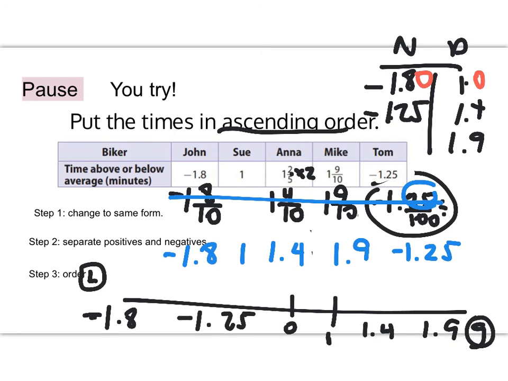Alright, boys and girls, you're going to do some independent practice. If you need some help, be sure to reach out to your teachers. Remember the steps. Change them to the same form, decimal, fraction, or percent. Separate the positives and negatives. And drawing the number line and putting those on there will really help you when you're ordering.